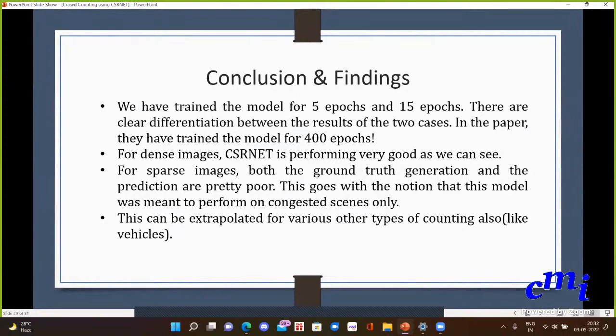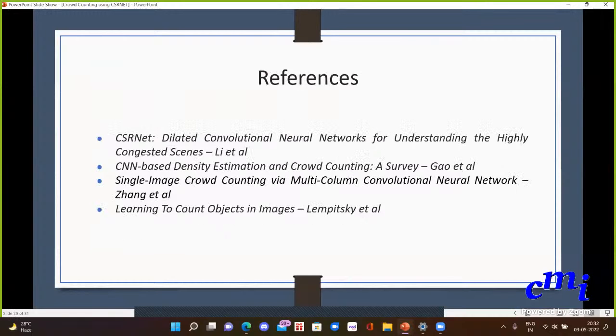And also this work can be extrapolated for various other types of counting, like vehicles and other things that we have mentioned before. And these are some references that we have used to understand this algorithm and to implement those things.